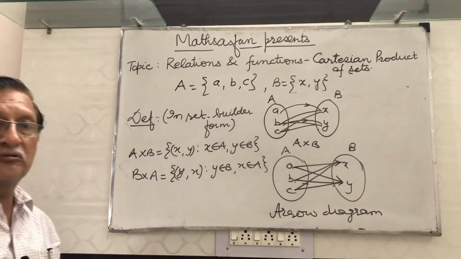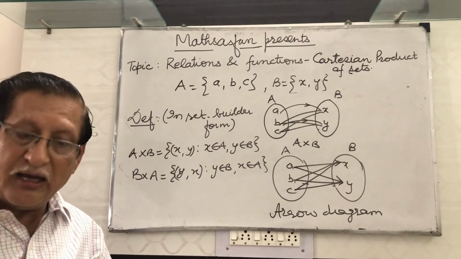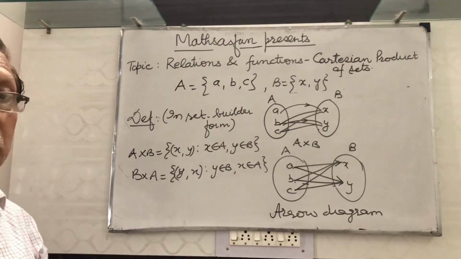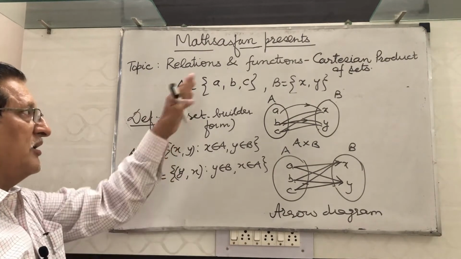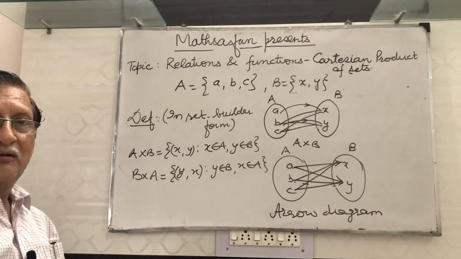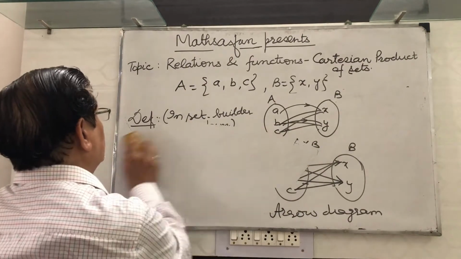I think you understood the difference between A cross B and B cross A. What is the meaning of the Cartesian product? But the problem comes, suppose both the sets A and B are equal. Then you will say, how to find out this? Yes, we can do that also.